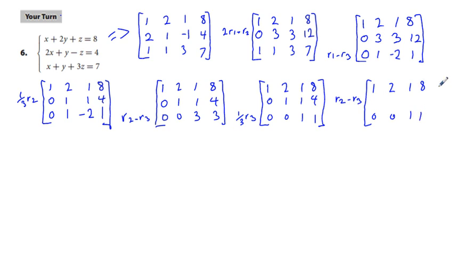And then R2 minus R3 is going to be 0, 1, and then 1 minus 1 is 0, and 4 minus 1 is 3. And so now we know what y is equal to. Y is equal to 3 because we have 0, 1, 0, 3.